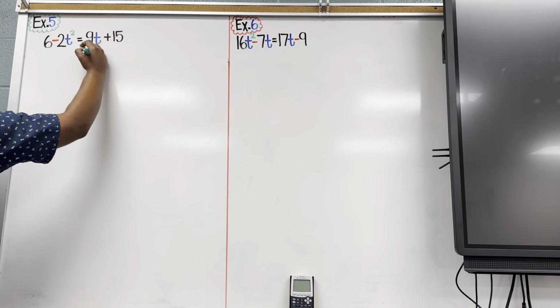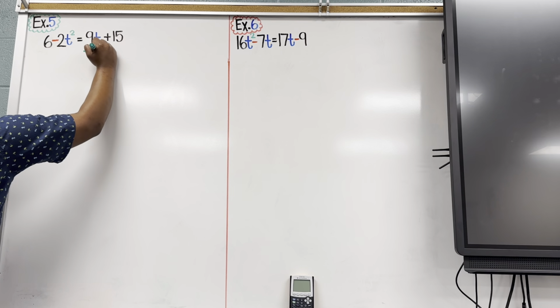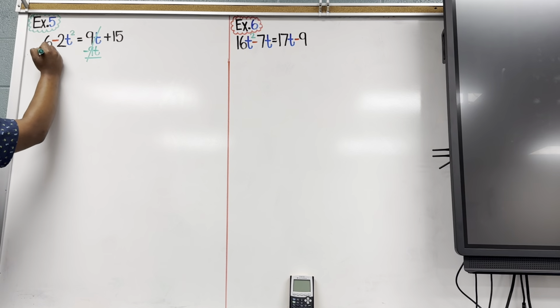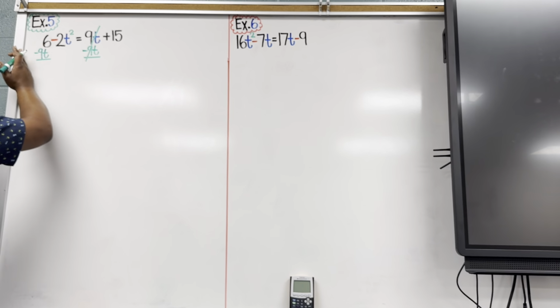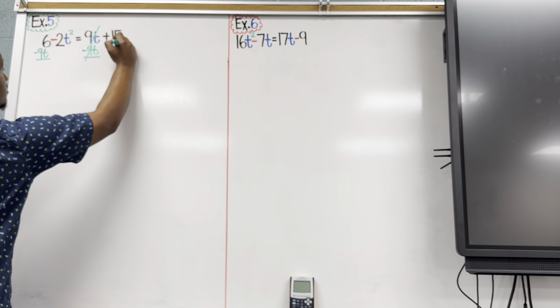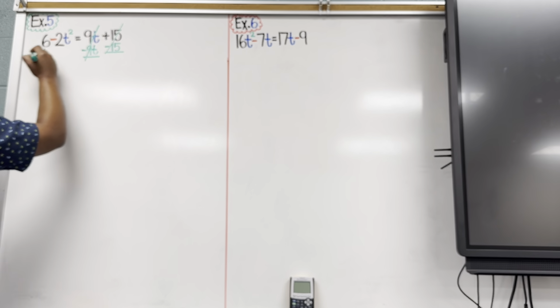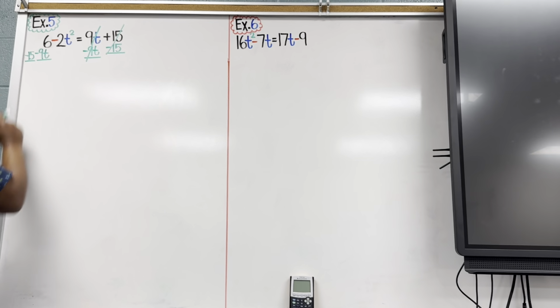The opposite of plus 9t is negative 9t, so I'm going to subtract 9t on both sides. It cancels out here, and I'm also going to subtract 9t on this side. Then we also need to move 15 on the left side. The opposite of plus 15 is minus 15, so I'm going to subtract 15 on both sides. Minus 15, minus 15.